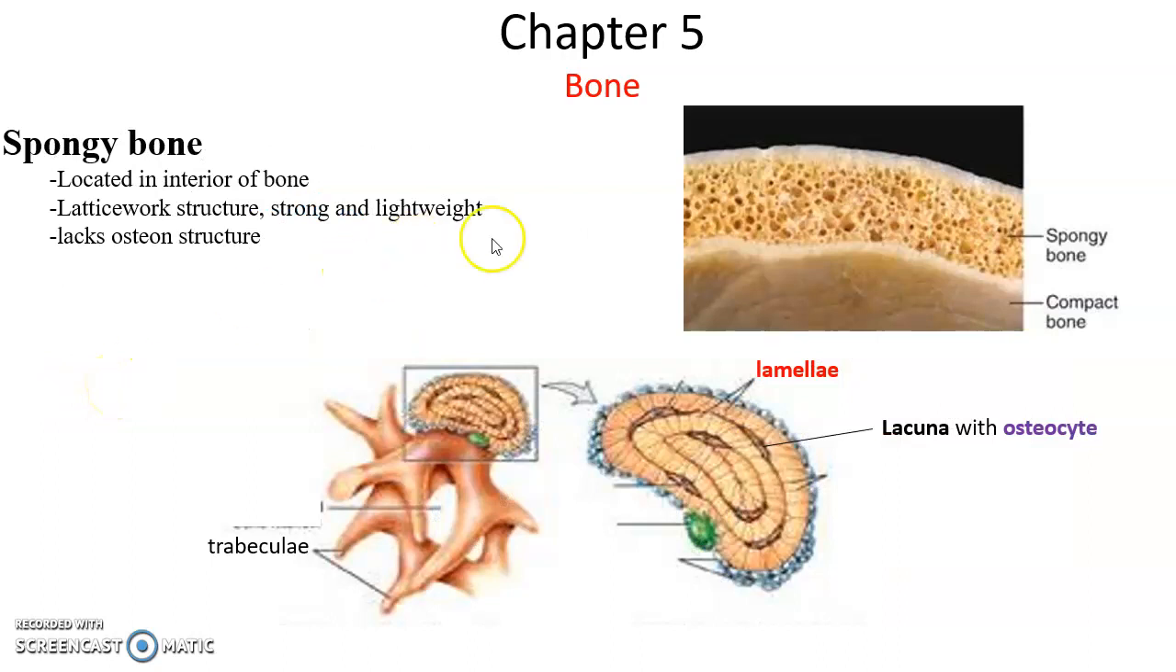Spongy bone, on the other hand, is not as dense. It's more spread out, forming girders that stretch throughout the bone. Or a latticework structure, if you like that better. Because it's not as dense, they are lightweight, but still very, very strong. And spongy bone does not have osteons. Instead, their little branches are referred to as trabeculae. They do have lamellae, those layers of bone tissue, and the lacuna, where you find the osteocyte.